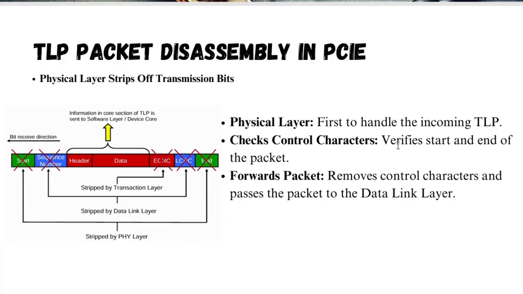So let us start with an overview of how TLP packet disassembly happens in PCI Express. So a TLP goes through several steps of assembly with different layers adding bits, as I showed you in the last session. It adds different layers and fields, and it adds various fields for error checking.